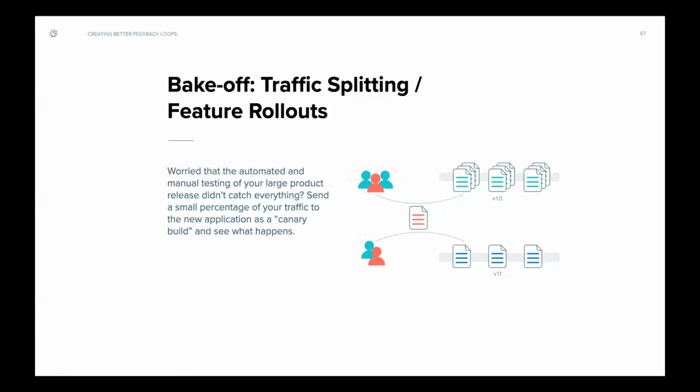How would we implement something like this? Well, one simple way, either on a back-end process or a front-end process, is through traffic splitting and feature rollouts. So if you're worried that you may have not caught something or you may not have had enough extensive bake time for a very large audience, put it behind a process like this.